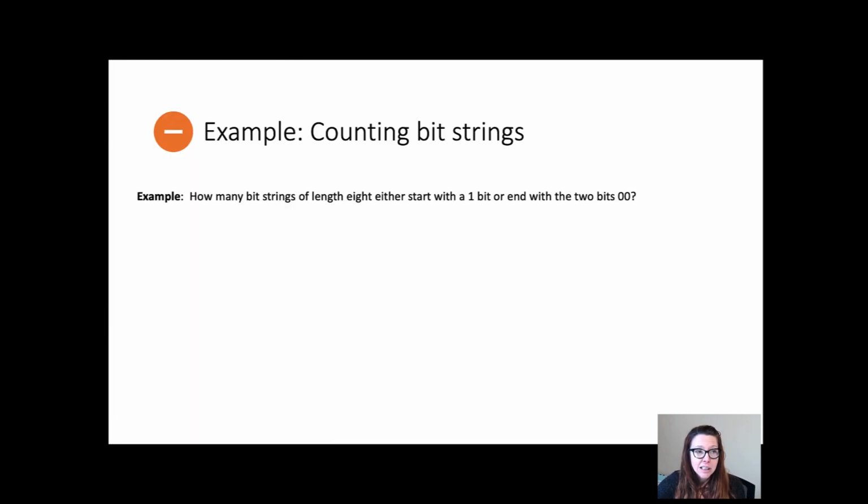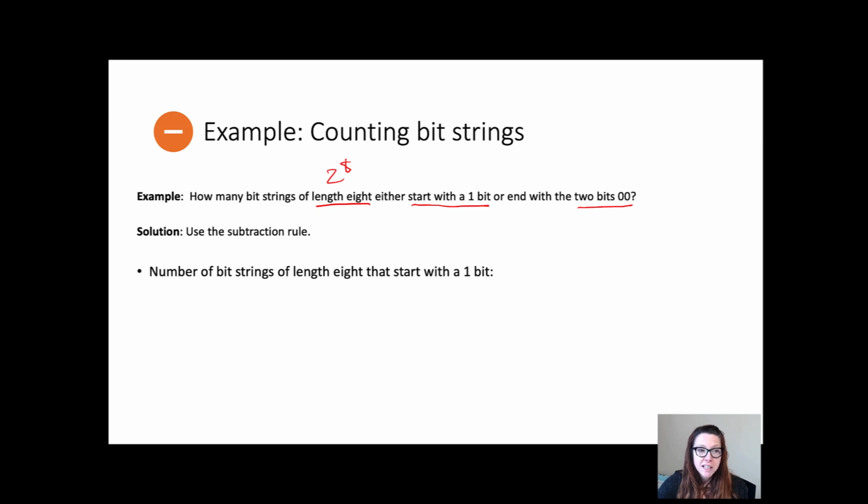Okay, so an example, we already counted bit strings. But what if we want to count bit strings, and again, of length 8, which we said, I know this, that was 2 to the 8th. We already got that answer. But, oh wait, we want to start with a 1 bit or end with 2 bits 00. Okay, so we're going to use the subtraction rule. First of all, what are the number of bit strings of length 8 that start with a 1 bit?